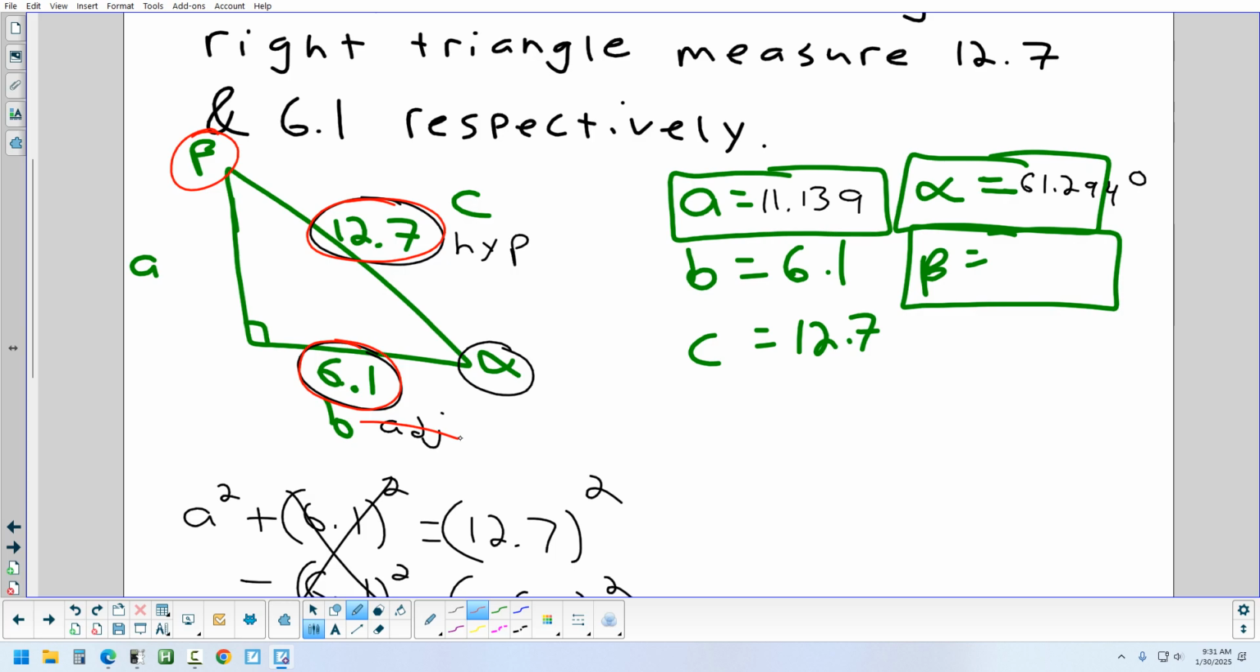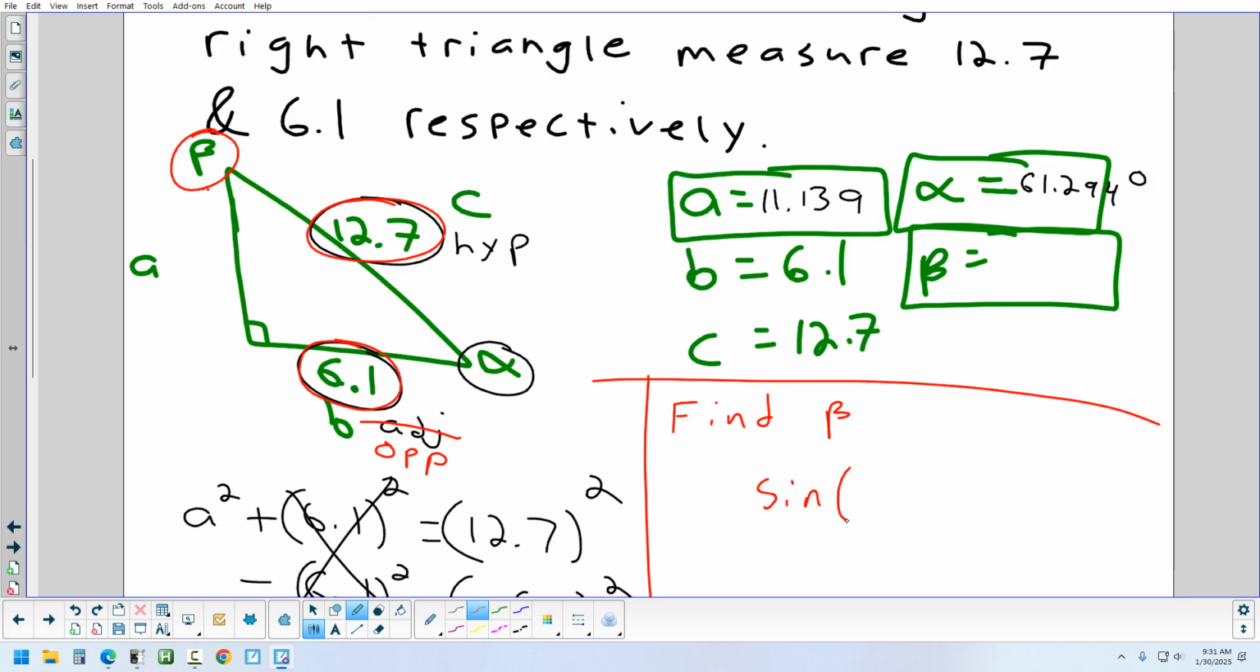That means that that side is no longer called adjacent. From beta, what is the 6.1 now? Opposite. Now it's opposite. C is still the hypotenuse. That doesn't change. But what trig function involves opposite and hypotenuse? Yep, sine. Okay, so let's find beta. And we're going to use the sine of our angle equals opposite over hypotenuse.